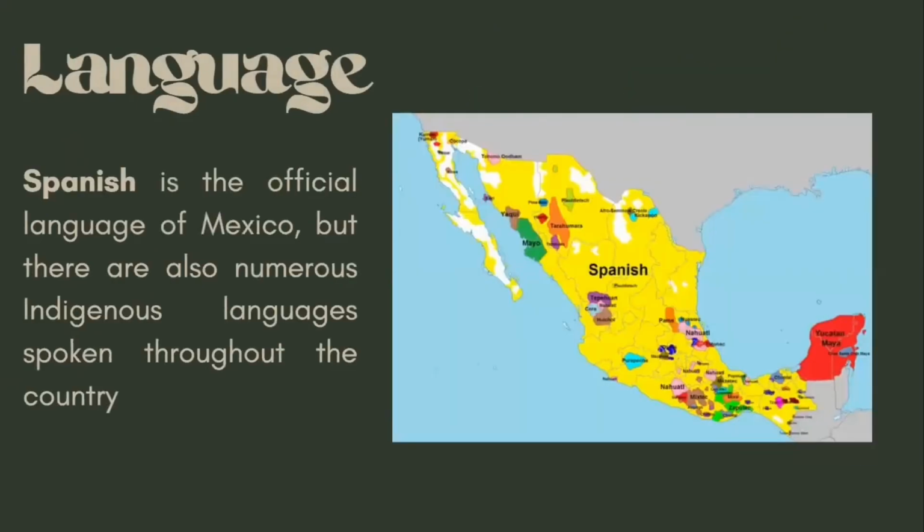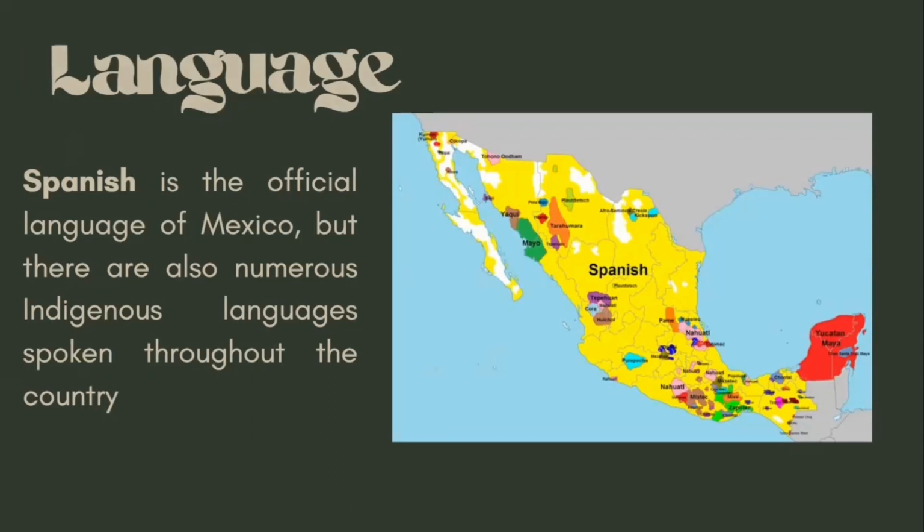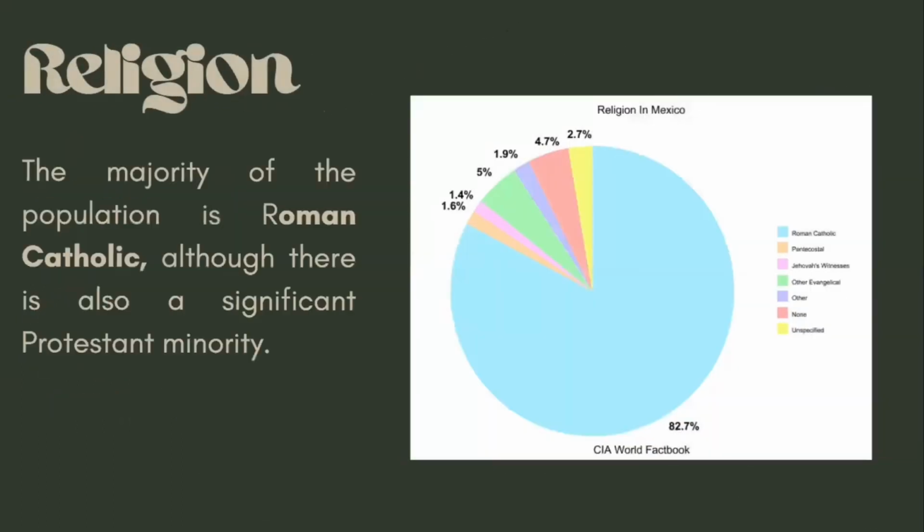Spanish is the official language of Mexico, although there are also numerous indigenous languages spoken throughout the country. Each of these indigenous cultures developed its own unique language or dialect, reflecting the diversity of their cultural traditions and geographic locations. For Mexico, the official language is Spanish because they were colonized by the Spaniards during the 16th century. Now let's move on to its religion.